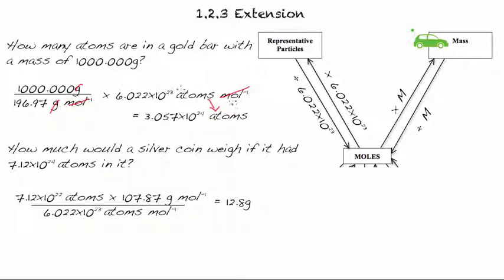So I suggest getting into this habit so that you know if your units cancel out, you end up with the answer you expect. We expected representative particles, and that's what we ended up with. And the same thing here: atoms divided by atoms, moles, we end up with grams, and that's what we expected because mass was in grams. So everything works out that way.